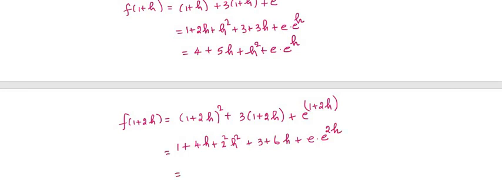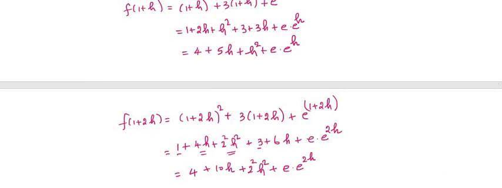Now grouping all the constant terms, 1 plus 3 is 4. In all three terms we found, the constant term is 4. Plus the h term: here 4h, here 6h, that is 10h. Now you might have understood the pattern: 5h, 10h, multiples of 5. Next, the h square term is 2 square h square, with no other h square term. Here only one h square, here 2 square h square, so 1 square, 2 square, like this it goes. Then 6h is already grouped, and the only e term is e into e power 2h. Yes, that is f of 1 plus 2h.